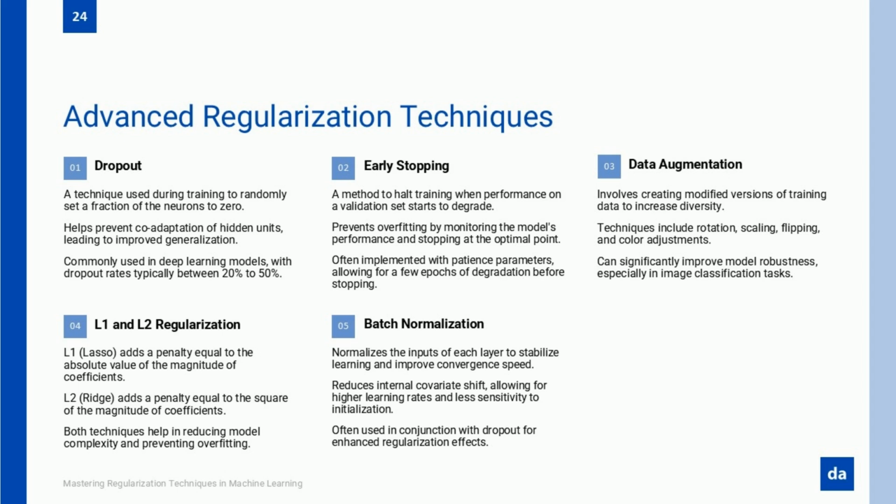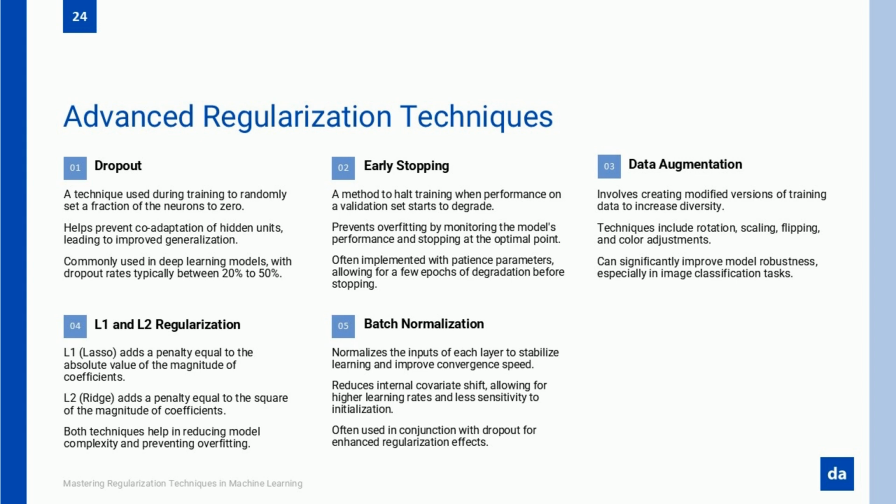Here is how it helps. Dropout improves generalization by making the model more robust to noise and variability in the data. It's commonly used in deep learning models, with dropout rates typically ranging from 20% to 50%.